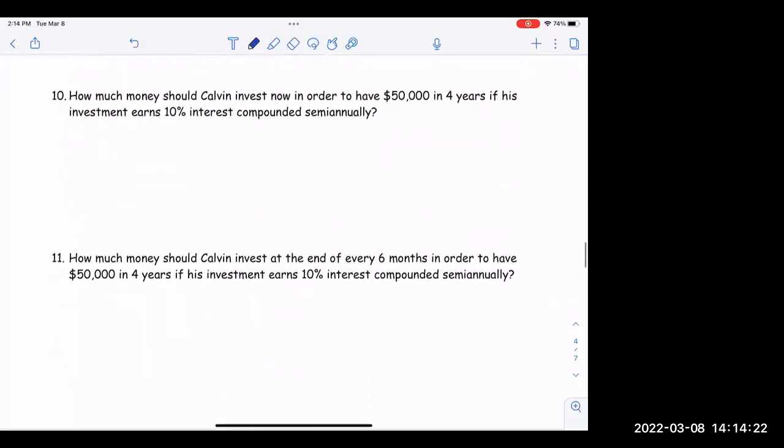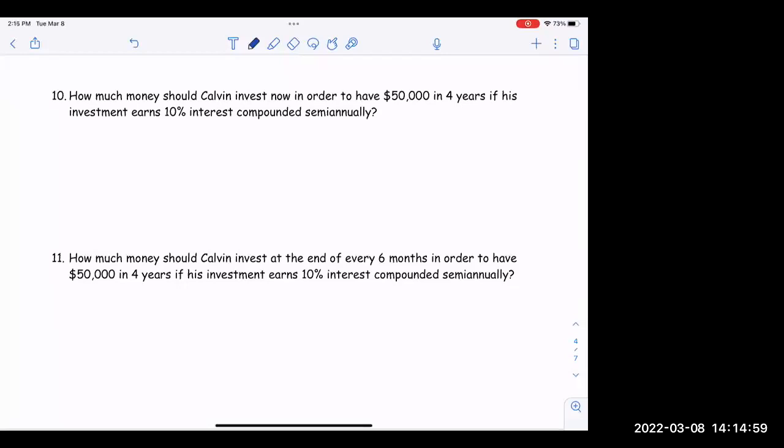I have 2 problems left that I came up with, and I kind of want to show these at the same time because I purposely, if you look at these, notice they look very similar. And so I purposely made these problems kind of talk about the difference in these so that we could see why do we use a certain formula and when. We look at number 10 here, how much money should Calvin invest now in order to have $50,000 in 4 years if his investment earns 10% interest compounded semi-annually?